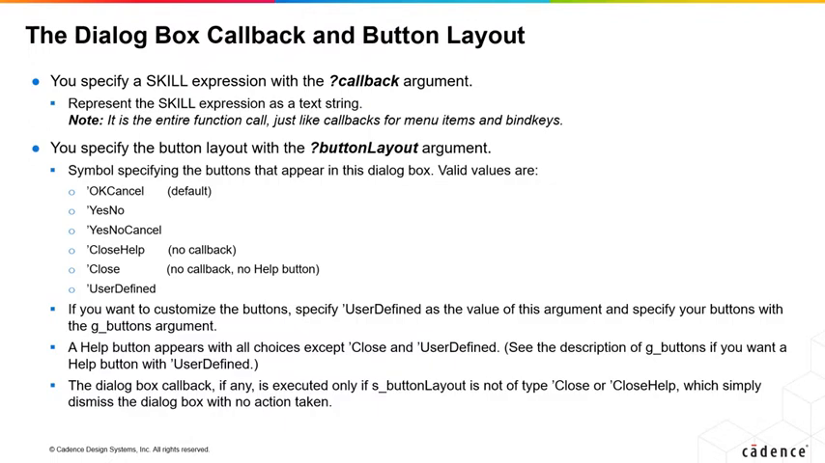Here we have an overview of the dialog box callback and button layout. This summarizes what happens when the user clicks the OK or Yes button, as far as the fact that it triggers the callback. So for the ones listed here, OK cancel, yes no cancel would all have a button that would trigger a callback. If you don't need to trigger a callback, you're just informing the user of something, the close help or the close would be the appropriate one to use.